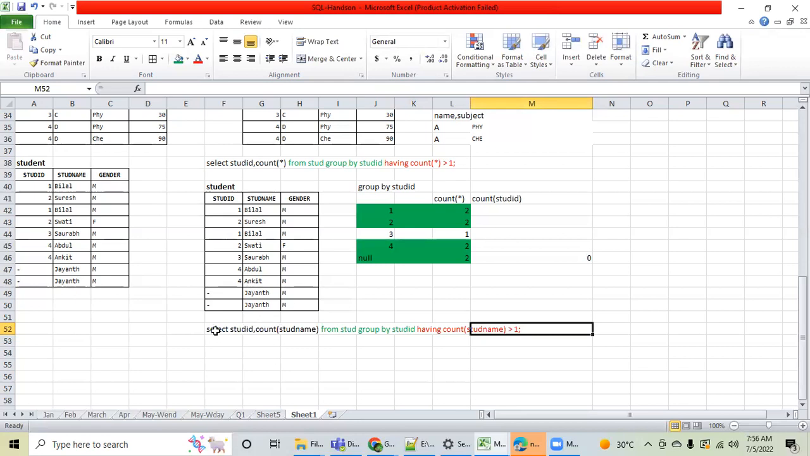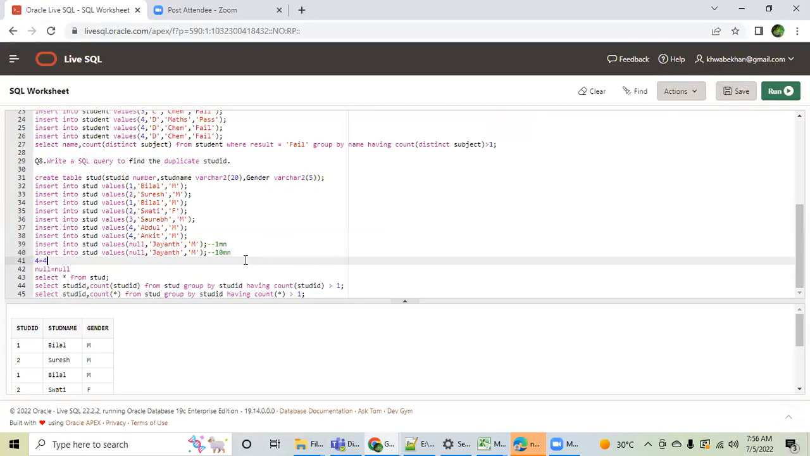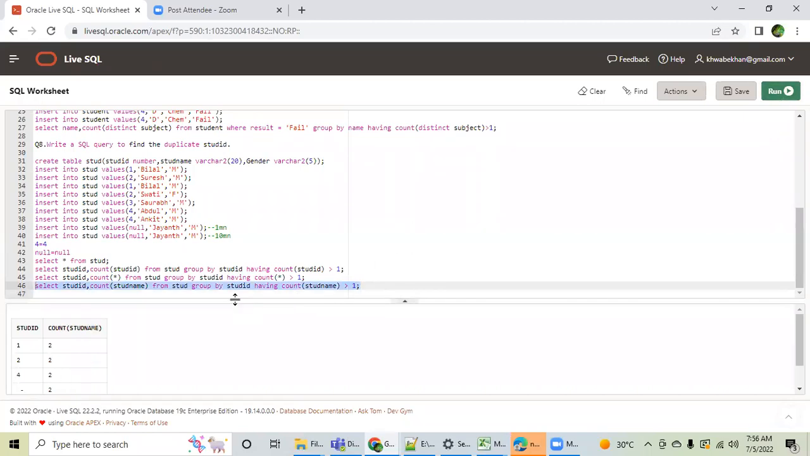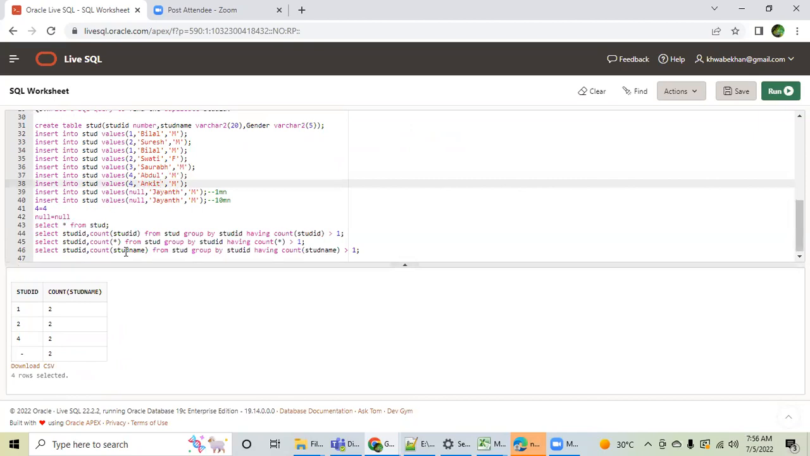Let me show you this. But again, if that column has null, it skips, right? Because you're doing a count on a column. If your student name is null, it will skip it. But here you see it is not skipping it, although you have not used star. But even the null is coming here. Why? Because for this null student ID, there is a valid student name. That is why it is giving you the value here.